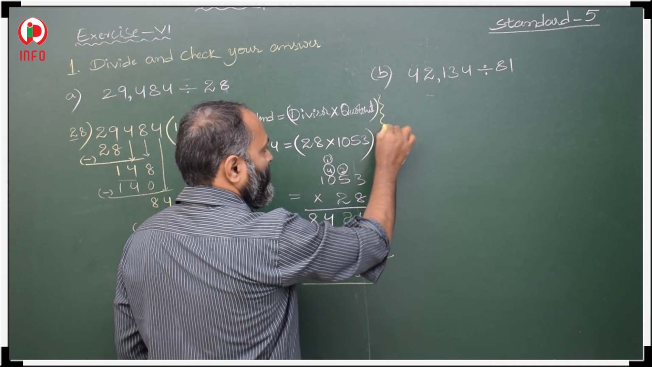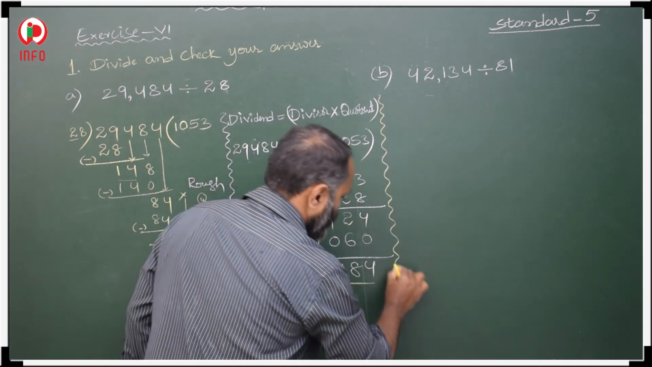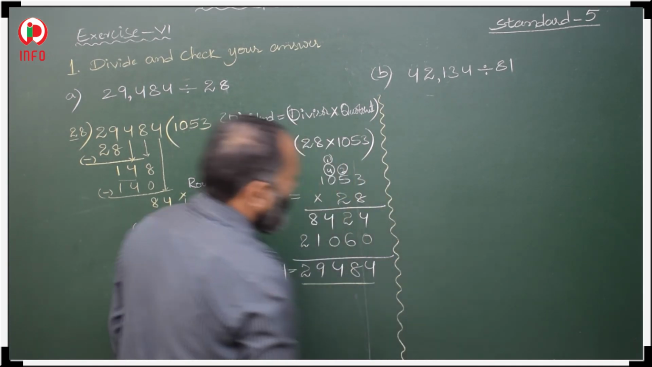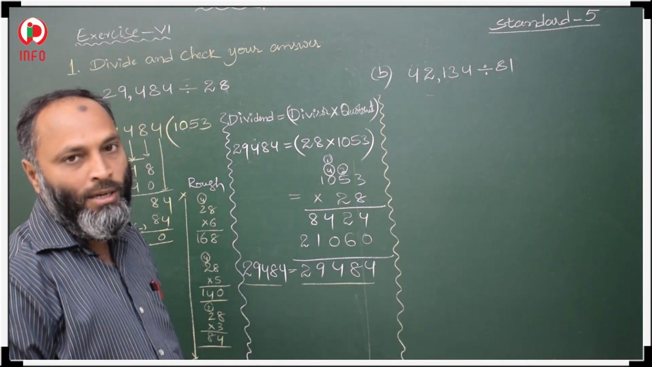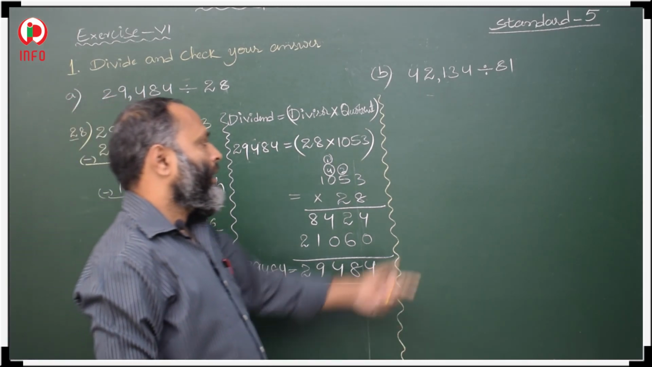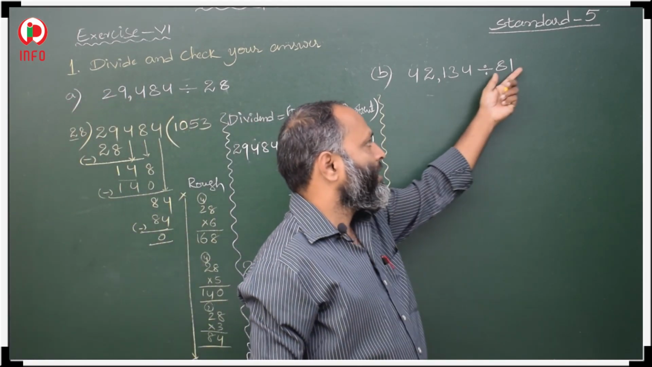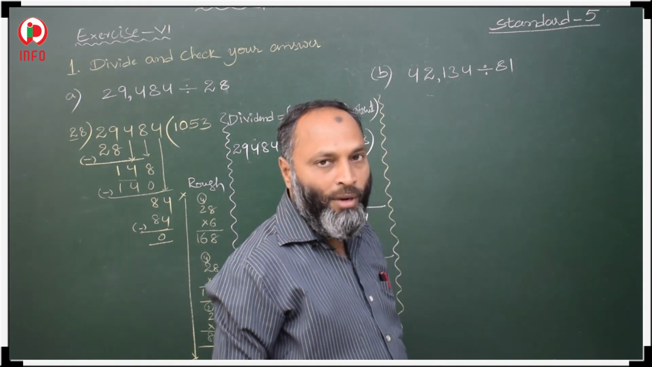Now question number B, also a similar question. It is a 5-digit number. This 5-digit number we have to divide with 81.